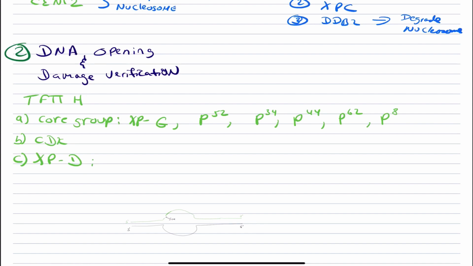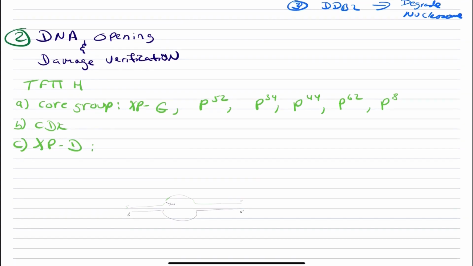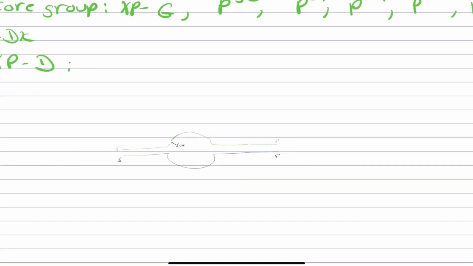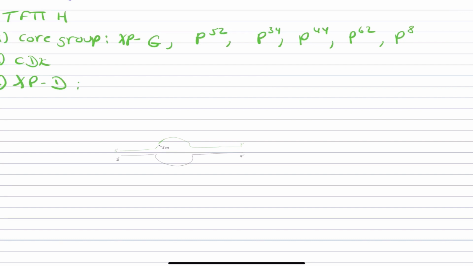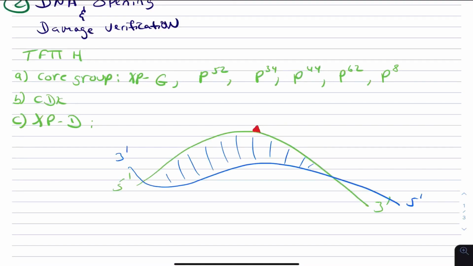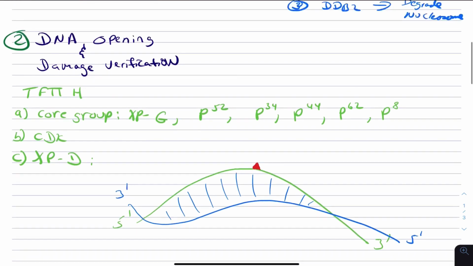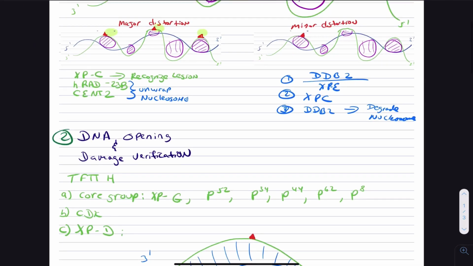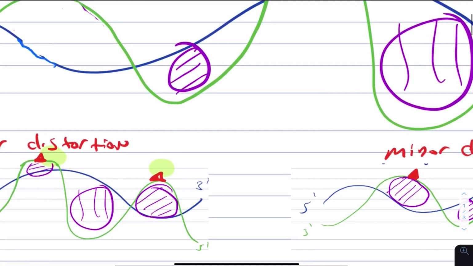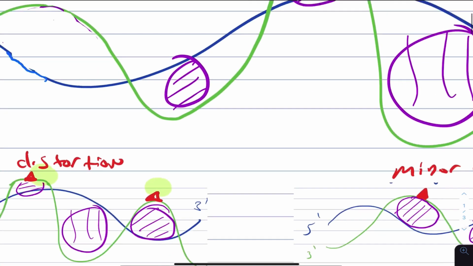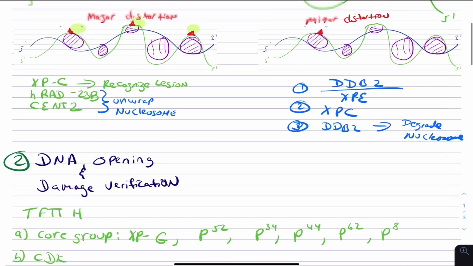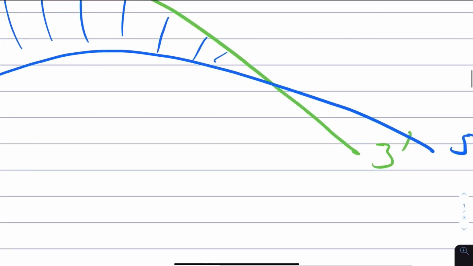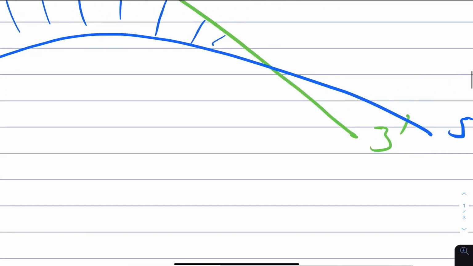All right, let's look at how all this unfolds. Let's see if we can rescale this. Let's go over the steps that take place in the DNA opening and verification. Remember, in the first part, all we had was the nucleosome, which was liberated, so we got rid of the histone complex. Now, DNA has two strands. You have the green one, which goes from 5' to 3', and the blue one that goes from 3' to 5'.